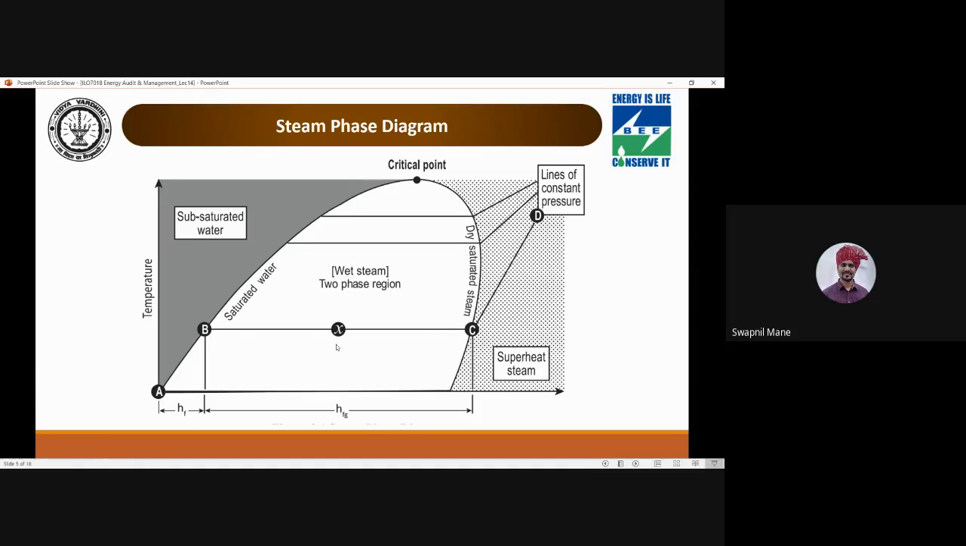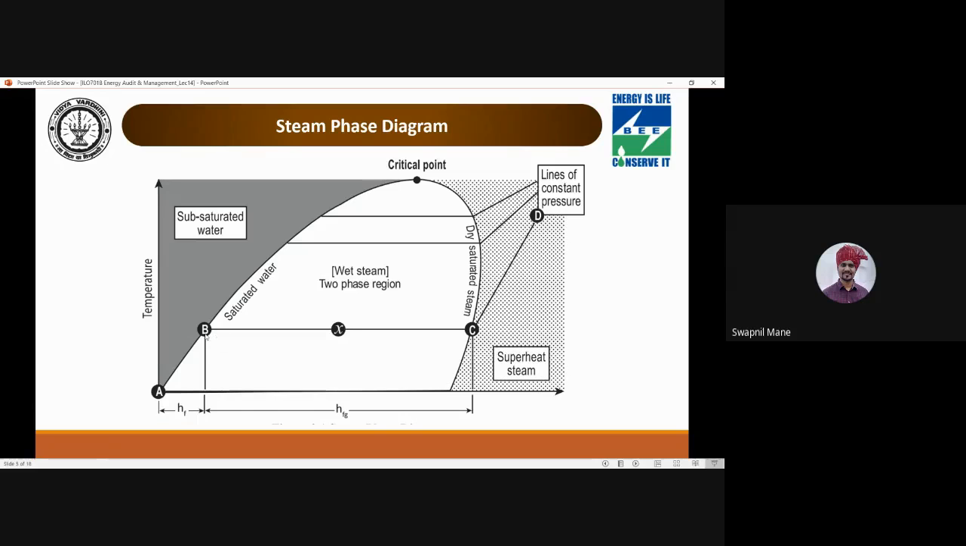X equal to 0.5 means what? It means 50% water and 50% steam. So this condition is called wet steam, or it is a two-phase region. Sometimes it is also called a vapor. It is not saturated, it is vapor. So if I ask you what will be the x value at B point, what will be the x value?